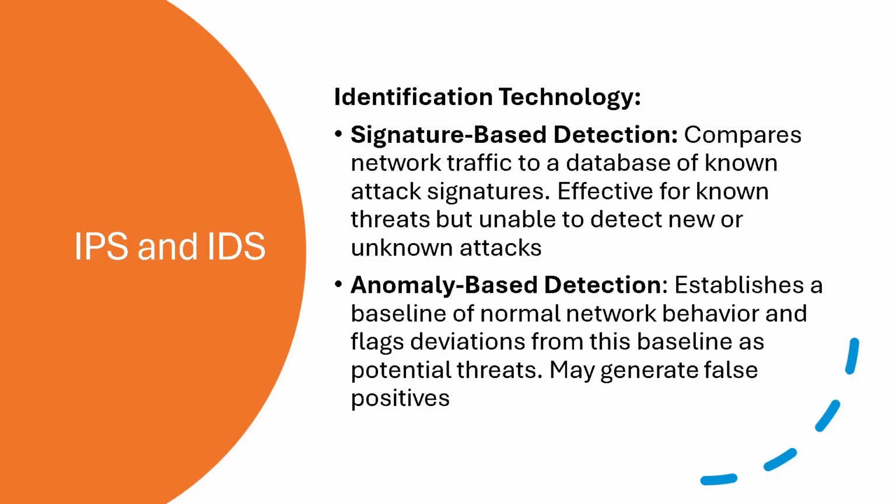Identification technology. Signature based detection compares network traffic to a database of known attack signatures. It is effective for known threats but is unable to detect new or unknown attacks. Anomaly based detection establishes a baseline of normal network behavior and flags deviations from this baseline as potential threats. It also has the chance of generating false positives.